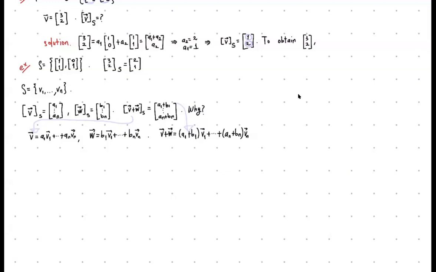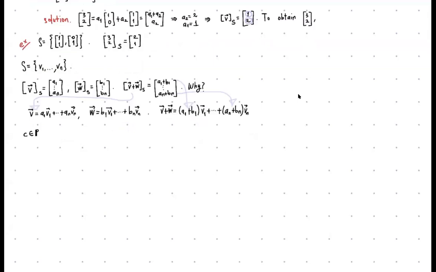Any questions here? Another property is, if C is any real number, then we can show that the coordinates of C times V with respect to S is C times the coordinates of V with respect to S. The proof is similar, so I skip it. Any questions here?